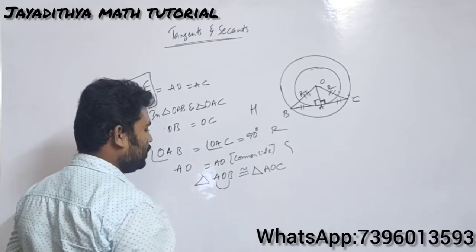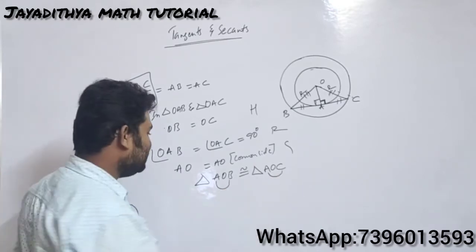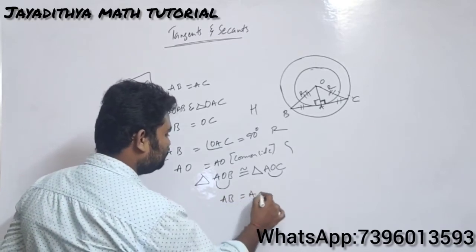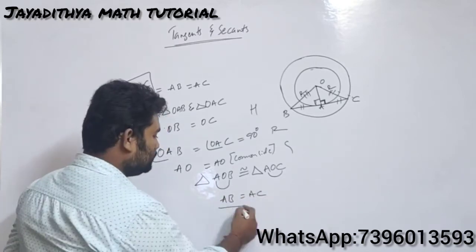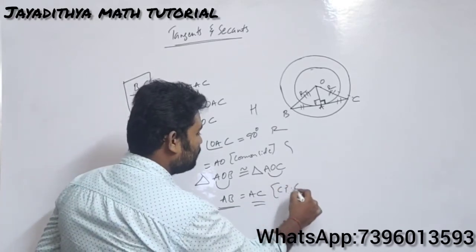See here, we have AB and here you have AC. When two triangles are congruent, the corresponding sides will be equal. So AB will be equal to AC. These are nothing but corresponding parts of congruent triangles.